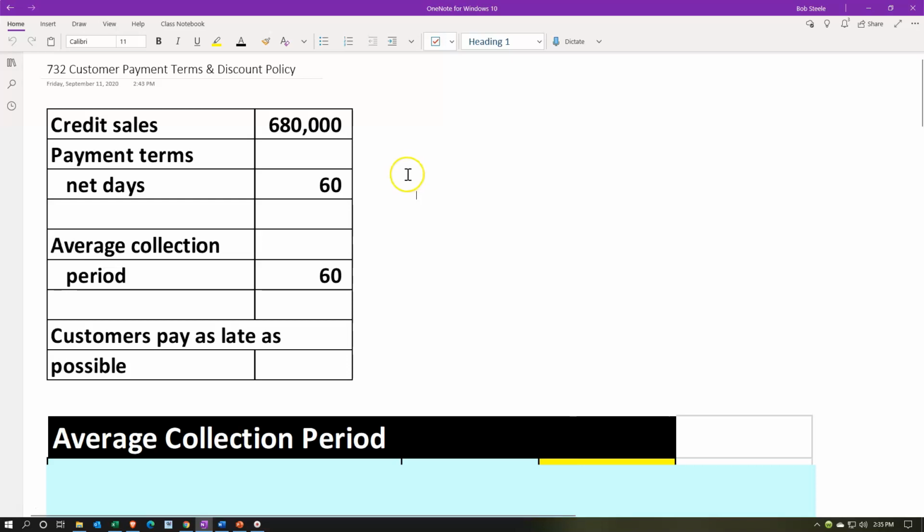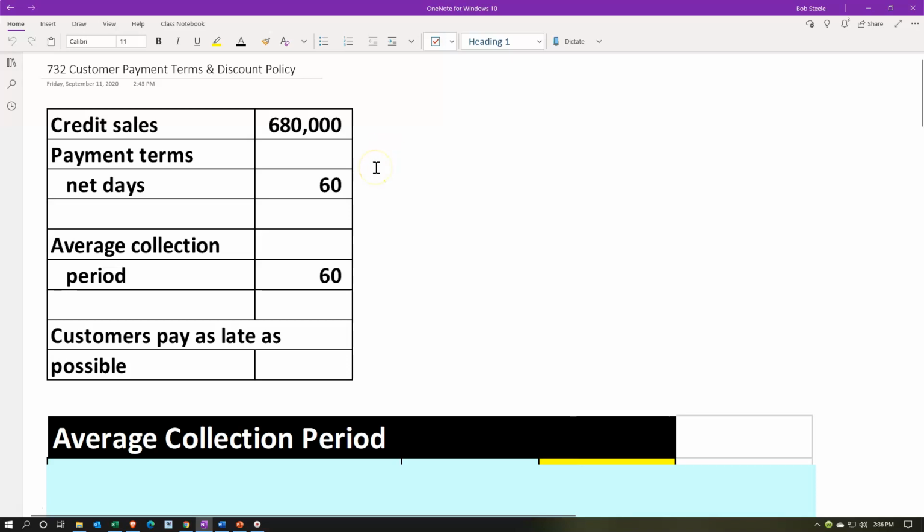So our starting point is we're going to assume that we have credit sales of $680,000. We make sales on credit. These are sales on credit, meaning they're going to be going through accounts receivable. When we make the sale, we sell it on account. They go through accounts receivable. We have to then collect on them in the future.